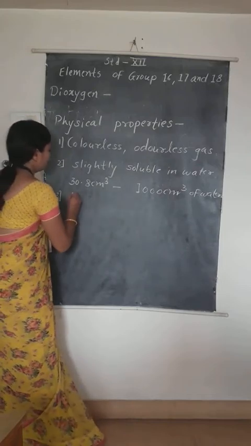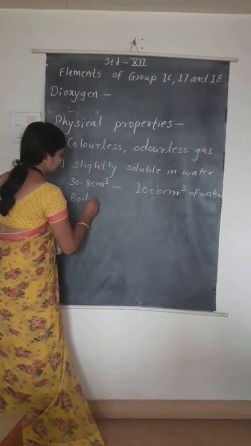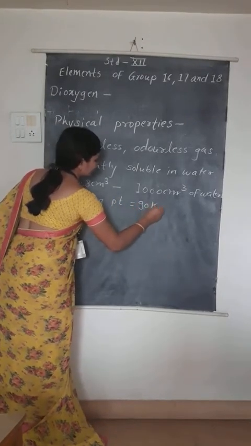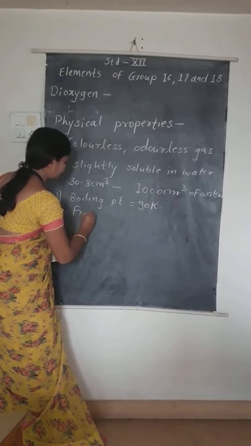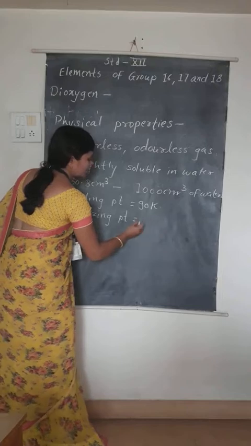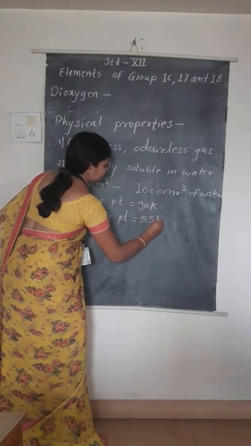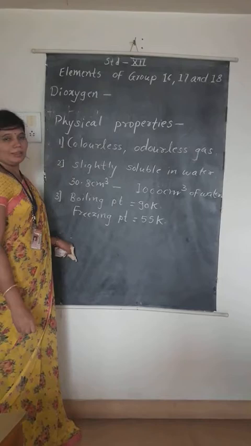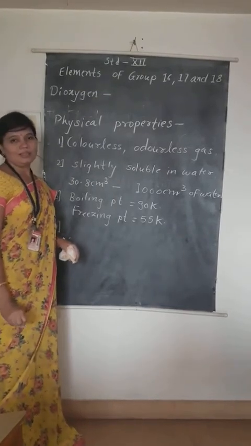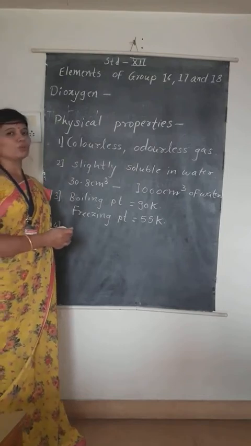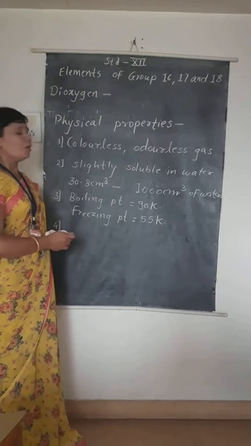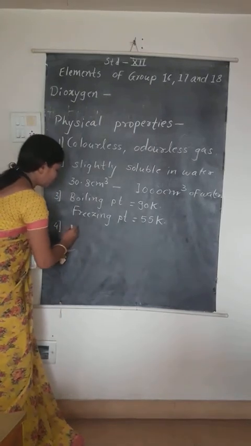Then next, its boiling point is 90 Kelvin and its freezing point is about 55 Kelvin. Then next, it exists in 3 isotopic forms. Isotopes are the species which have the same atomic number but different mass number. Oxygen exists in 3 isotopic forms.